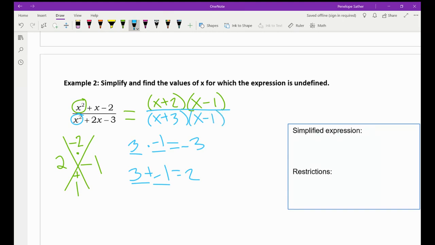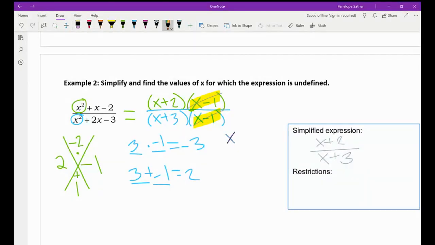Okay, so now you should be thinking, just like we did on the first couple of examples, you've got an x minus 1, x minus 1. Those are going to cancel out, so we don't need those anymore. All right, so our final answer, our simplified expression, is going to be x plus 2 divided by x plus 3. Then we have to go through and take care of that restriction business.